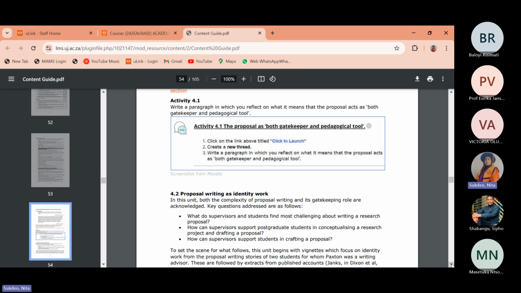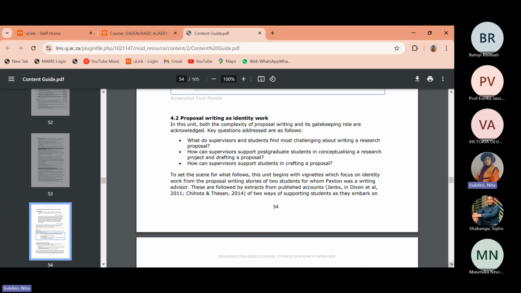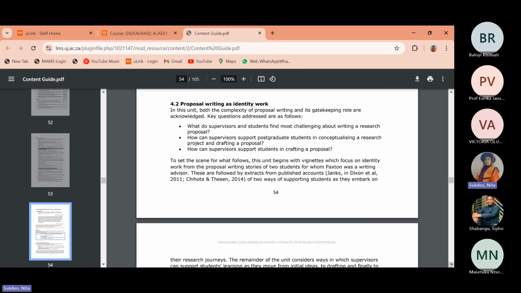So you've got to look now, reflect in a paragraph, activity 4.1, what it's like to be a gatekeeper using the pedagogical tools, and draw a distinction between the two. What it means to be a gatekeeper. Proposal writing as identity work.